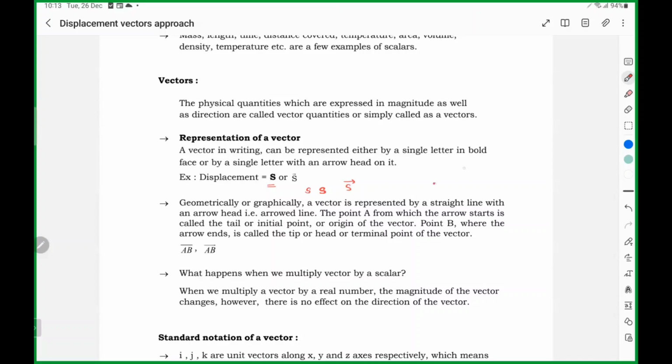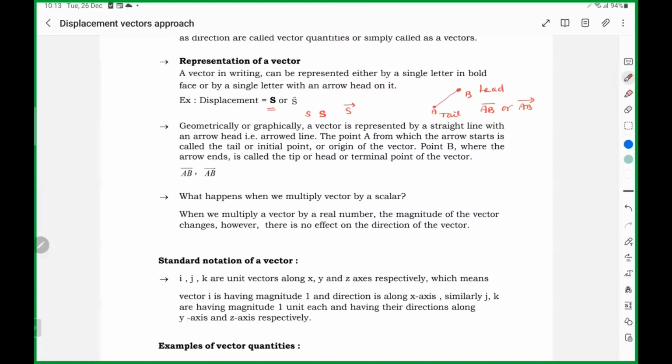To represent a vector, we need 2 points. One is tail, other is head, and another is line segment. Line segment means part of a line. So this AB vector, I will write like this, or AB arrow mark. A to B gives you specific direction. So this is initial point, this is final point. That's how we represent a vector.